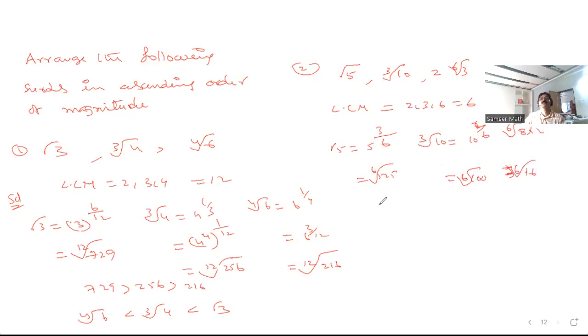16 you will get. So now you can write here ascending order, small to big. What is that? So 6th root of 2 is less than 6th root of 3 is less than cube root of 10 is less than root 5. This is ascending order. In the same fashion, you can go for descending order also. Now I'll move on to the next question.